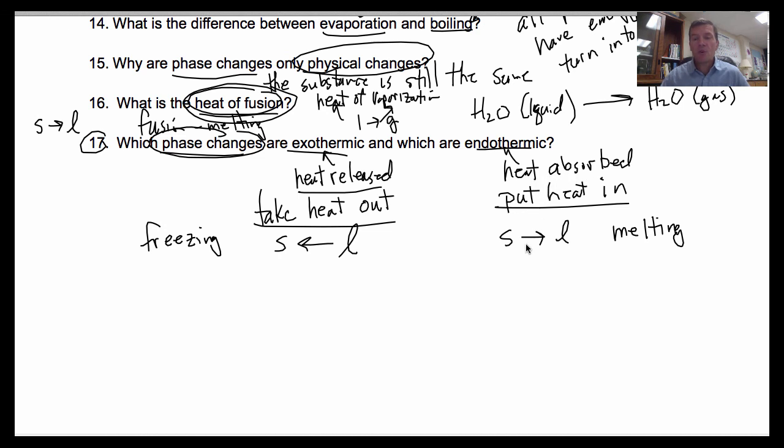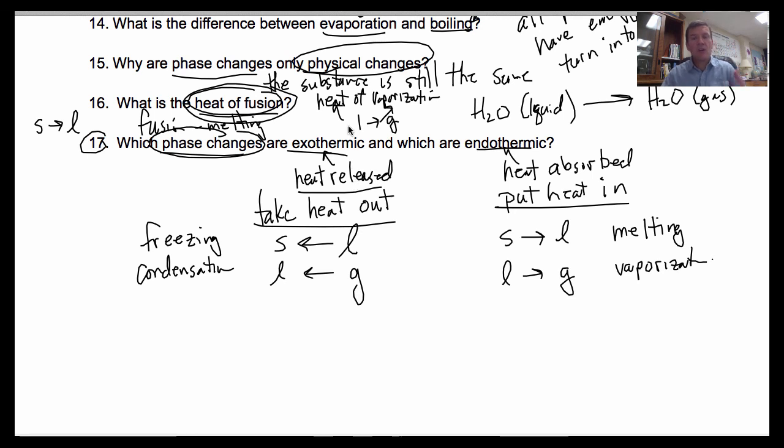For heat to be absorbed, you need to take liquid and turn it into a gas. That is vaporization, right? Vaporizing something. So that's endothermic. But if you want to take that gas and turn it back into a liquid, that's condensation. That's going to require you to take heat out of that gas and cool it down and slow it down, take away some of its energy and have it turn back into a liquid.